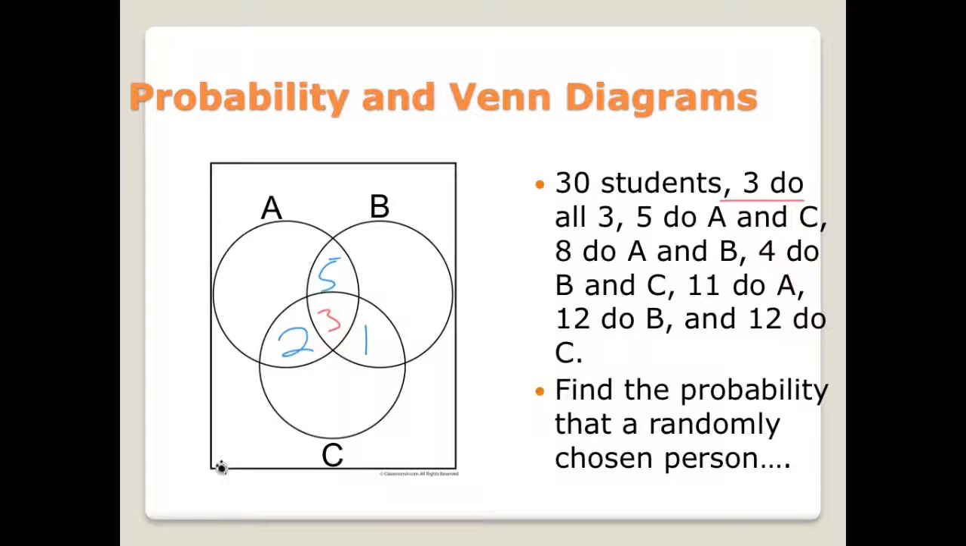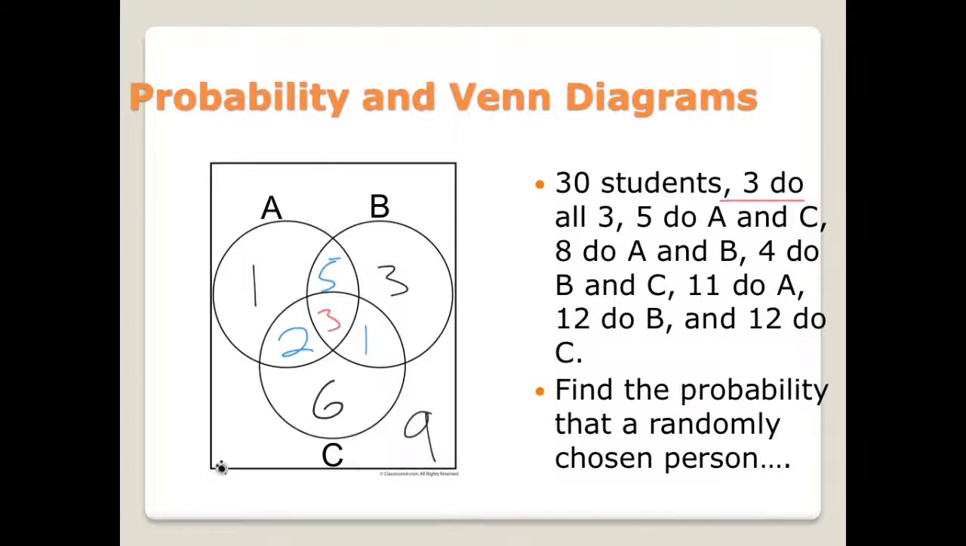As we keep going, we can finish out those outside portions. We know that there's supposed to be 11 total in set A. So we've already counted a grand total of 10, which gives us 1 more on the outside. We have 12 in set B. If we count these 3 numbers, then we have 9, giving us 3 on the outside. And finally, we have 12 that are in set C. We've counted 6 total, so now we have 6. We also know that there were 30 students to begin with, so if we add up all the numbers inside the Venn diagram and subtract from 30, we'll get the outside number. This gives us a total of 9 on the outside.